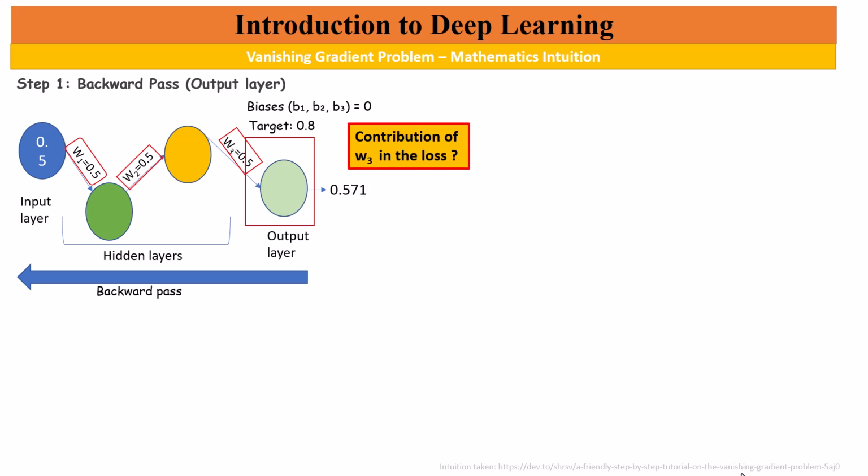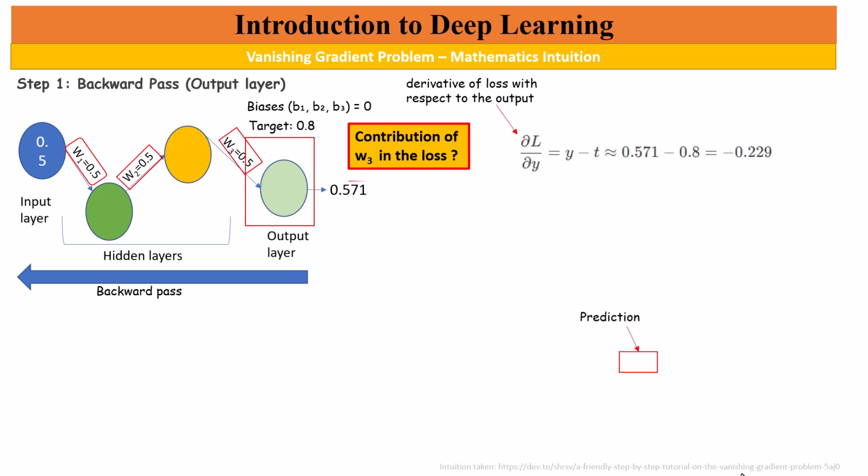3 mathematical expressions we'll use to calculate this contribution. See here, the first expression, which is used to calculate error, means the difference between predicted value and the target. This shows the change in loss, or derivative of loss with respect to output. Our prediction was 0.571, but our target or the desired output was 0.8, so the error is minus 0.229. The objective of the backward pass is to minimize this error. Let's call it expression 1.